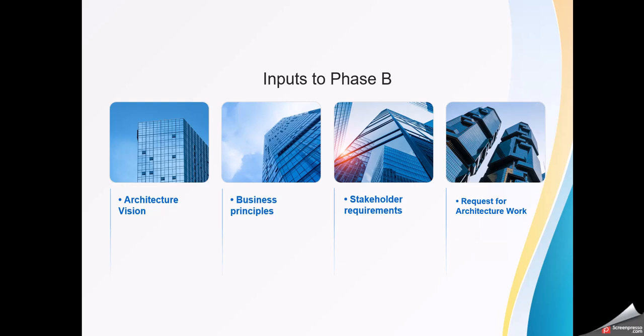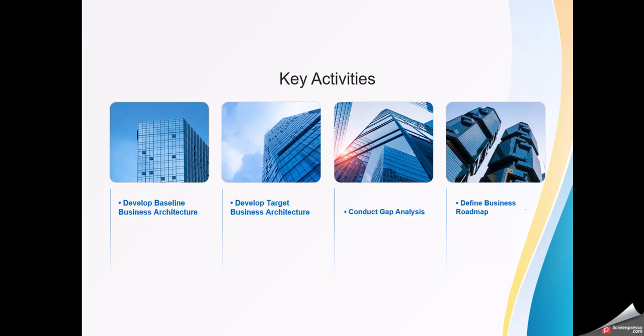So already in the preliminary phase, you will be talking with the stakeholders and the architecture vision. All the stakeholders, you will be having a meeting with them, and you will be getting all your requirements, and that will also be converted to a technical document as well. So that you will be getting as a stakeholder requirement. Then the request for architecture work. So these are all the inputs you will be getting from the architecture vision, that will act as an input to phase B.